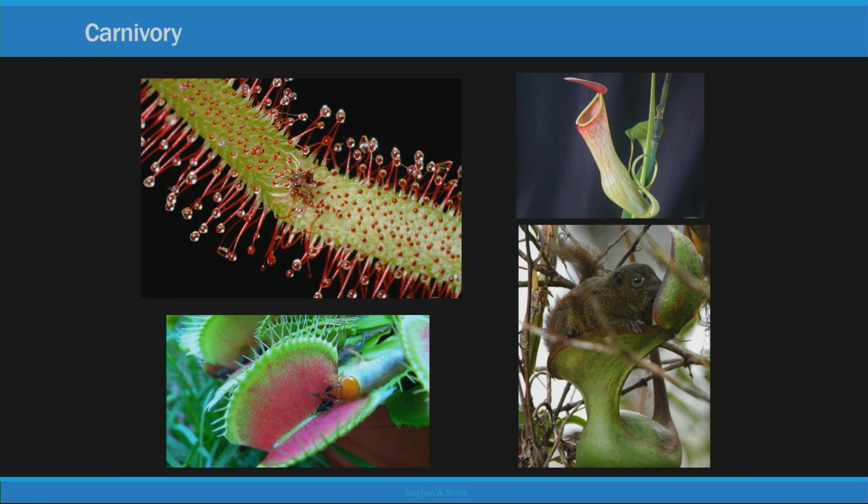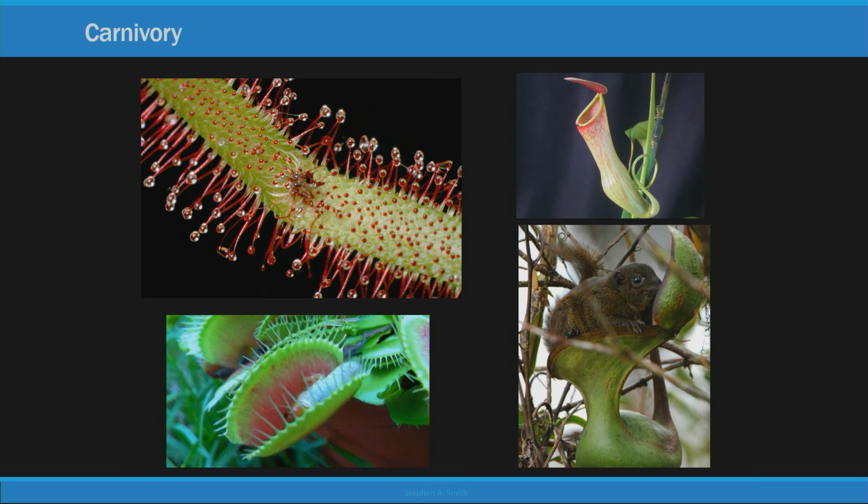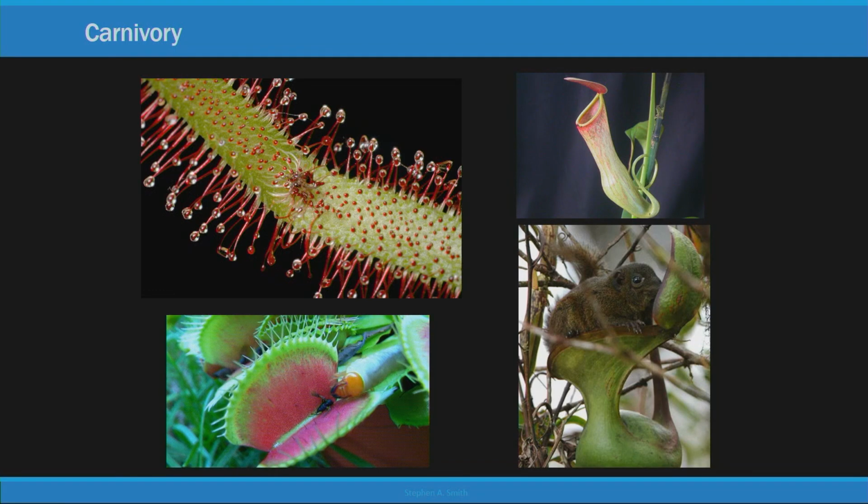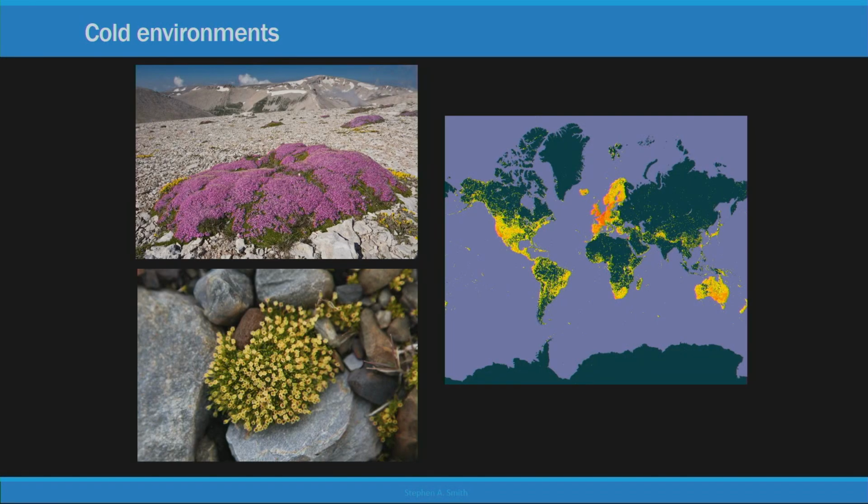So we've got carnivores here. This includes the Venus flytrap. It includes pitcher plants. It includes sundews. That one on the bottom right is a latrine plant. That little guy actually uses it as a toilet, and that's how the plant gets nitrogen. These things also live in extremely cold environments. So this would be one of two plant species that live in Antarctica.